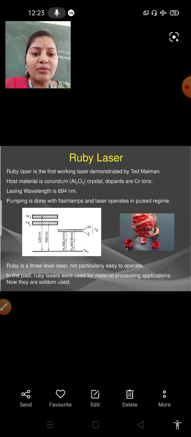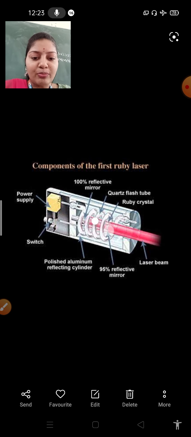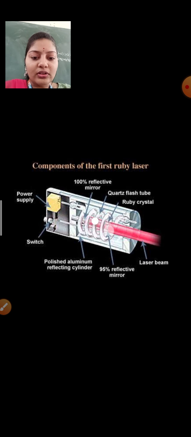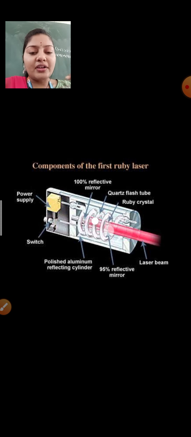Now see the construction process of the ruby laser. One side is a 100% reflective mirror, and the other side is a partially reflecting mirror to get the final output. Then the ruby rod. Ruby means a light pinkish color. The ruby rod is surrounded by the helical xenon flash lamp.